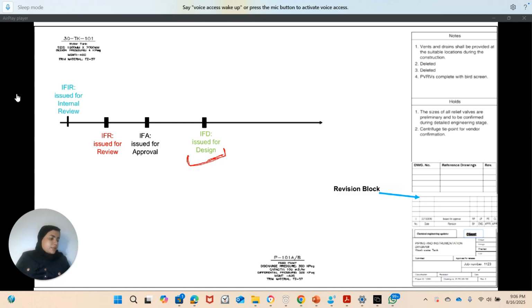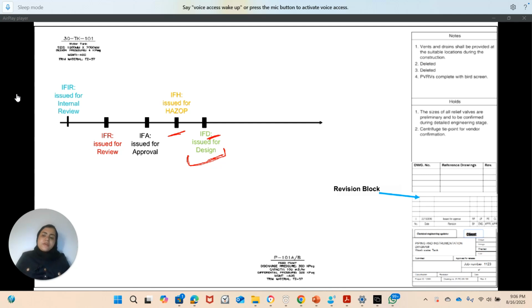And in most cases, before you do the IFD, you will do something known as issued for HAZOP. This is done before the IFD mostly because you want to look into the design issues that might happen. HAZOP is a hazard and operability study, and it's a meeting which is done for several days where engineers meet and look into what can go wrong within your process equipment, your process design. So it's a very good idea to do the issue for HAZOP before the IFD.